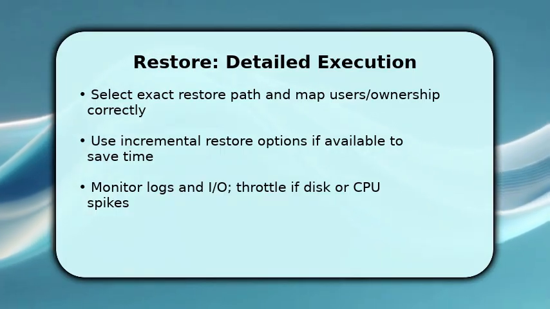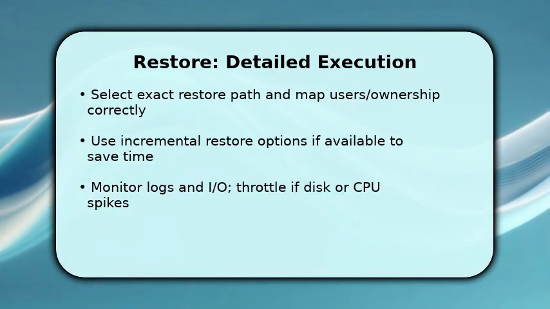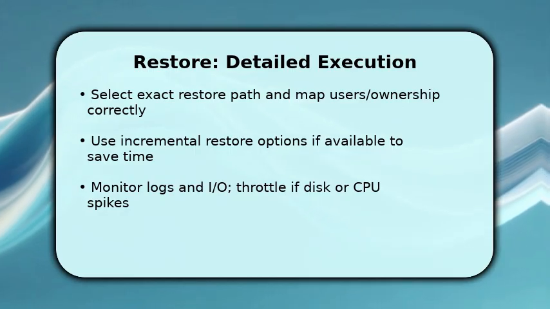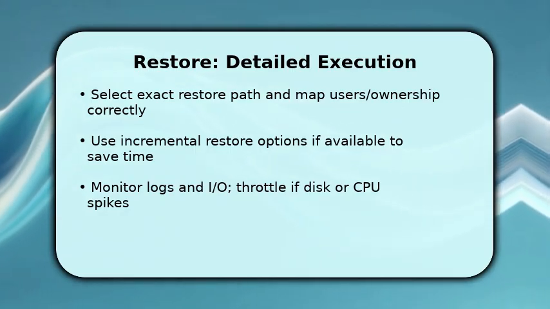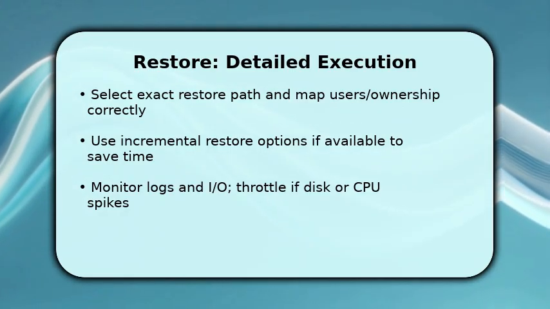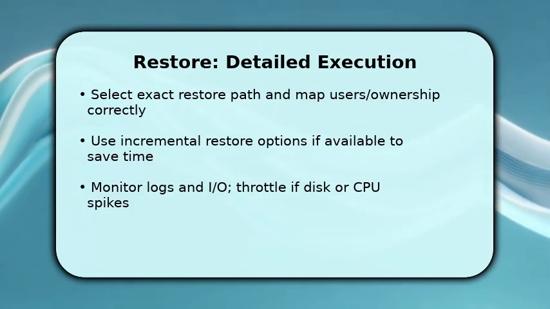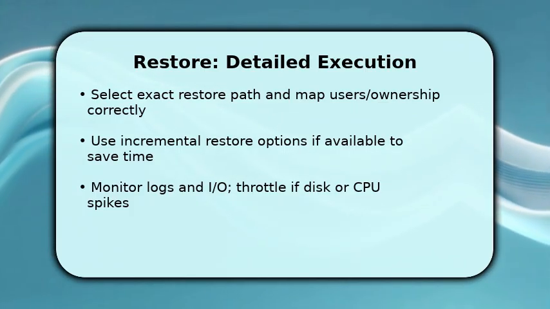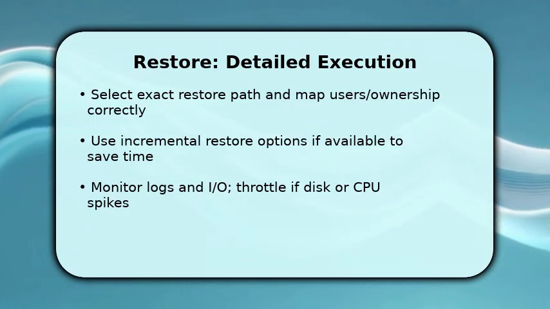Choose the exact path and map user and group ownership so permissions remain correct. If your backup supports incremental restores, apply them oldest to newest to reconstruct state efficiently. Watch disk I/O and CPU. If you see bottlenecks, throttle threads or lower concurrent jobs.